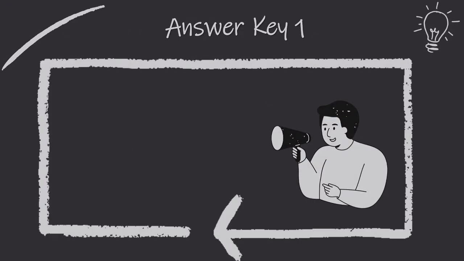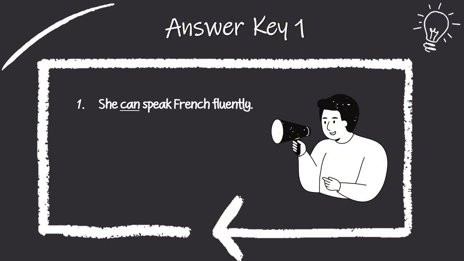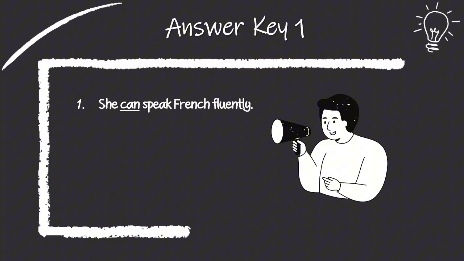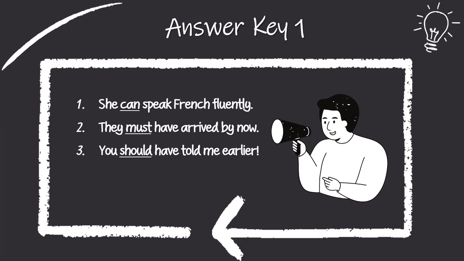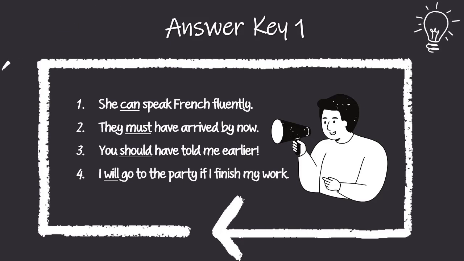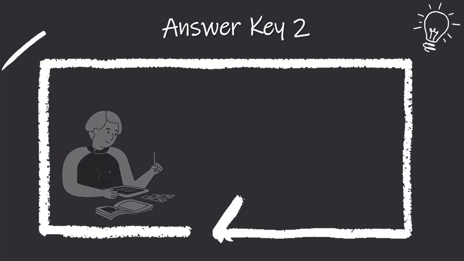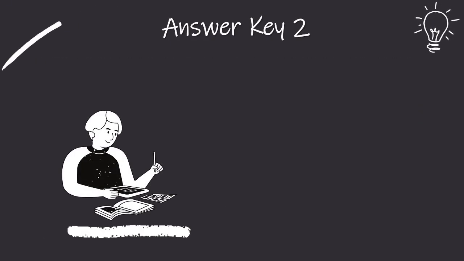Let's check your answers for exercise 1. Here we go. 1. She can speak French fluently. 2. They must have arrived by now. 3. You should have told me earlier. 4. I will go to the party if I finish my work. How did you do? If you got them all right, give yourself a pat on the back.